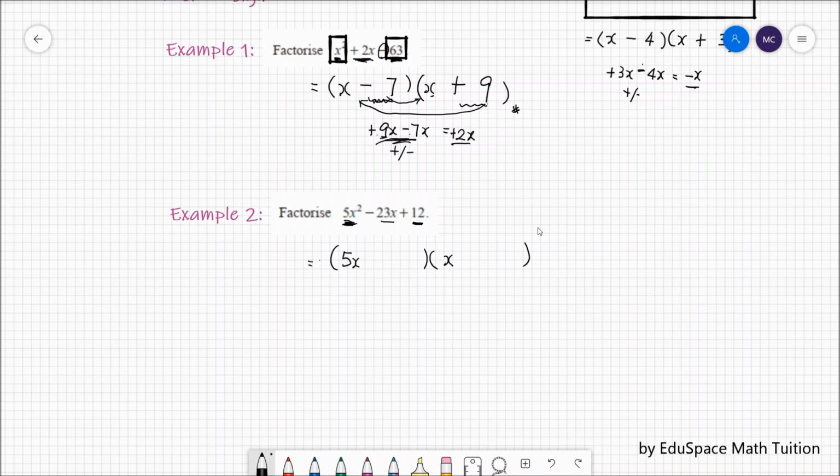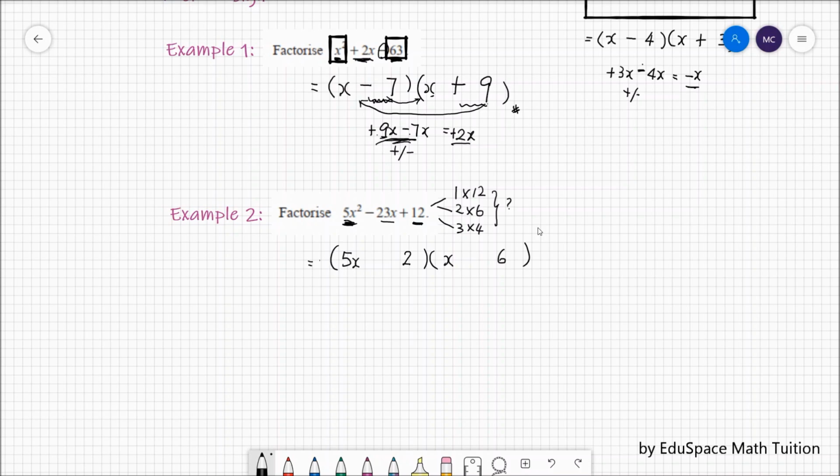In this case it is a bit tricky because we have a few factors that can form a multiplication of 12. For example, we can have 1 times 12. We can also have 2 times 6, or we can also have 3 times 4. So which one should we put? It really depends on our experience, and sometimes you might require some trial and error. So let's try to put 2 and 6.